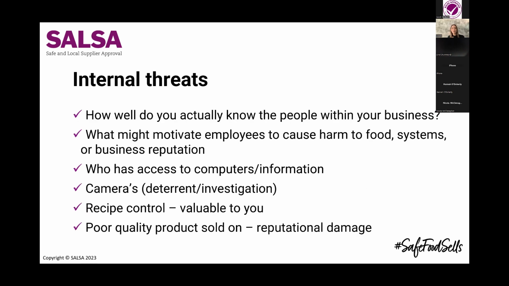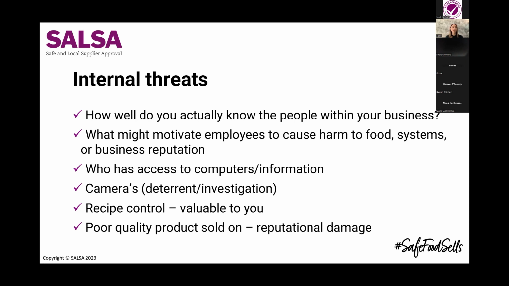So now we're going to go on to think about internal threats. How well do you actually know people that work for you and work within your business? What might motivate your employees to cause harm to food or your systems, so computerized systems, recipe systems, or your business reputation? So who has access to computers and information? You've got a lot of information on your computer systems.